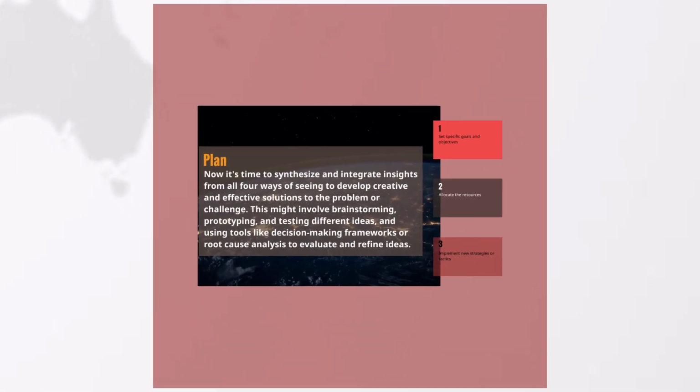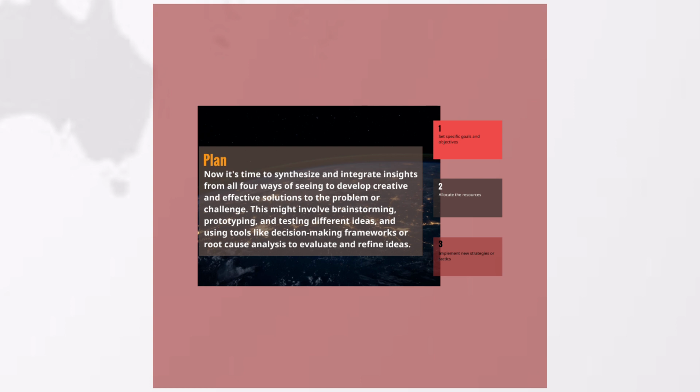Now it's time to synthesize and integrate the insights from all four ways of seeing. This will help you develop a creative and effective solution to the problem or challenge. You might start by brainstorming different ideas and then testing them through prototypes or simulations. Decision-making frameworks such as the SWOT analysis or root cause analysis can help you evaluate and refine your ideas. Moving forward, you need to set specific goals and objectives for your solutions. Consider what resources will be needed and allocate them accordingly.